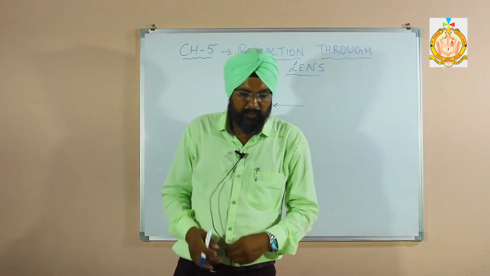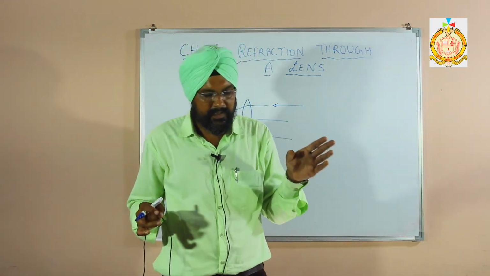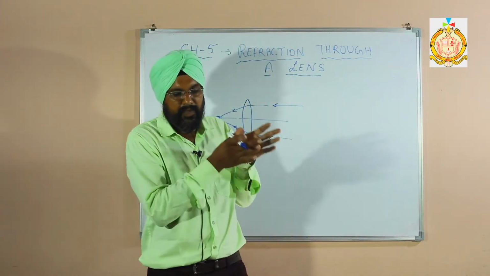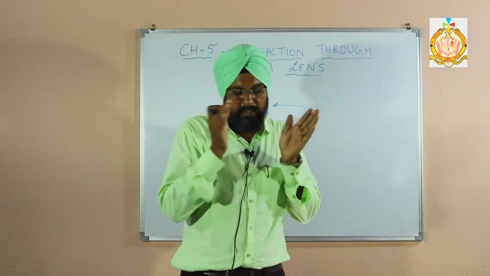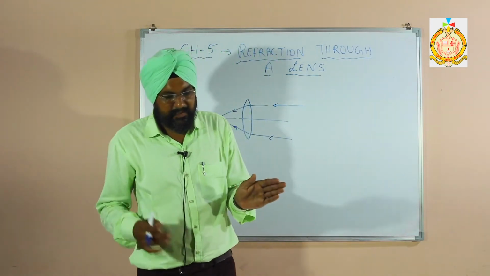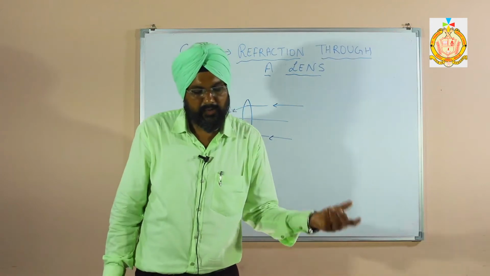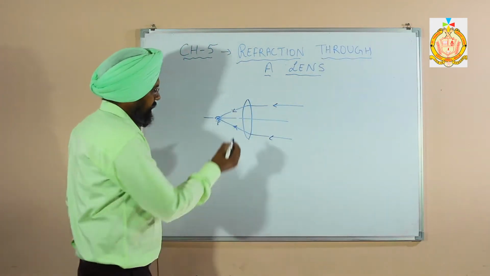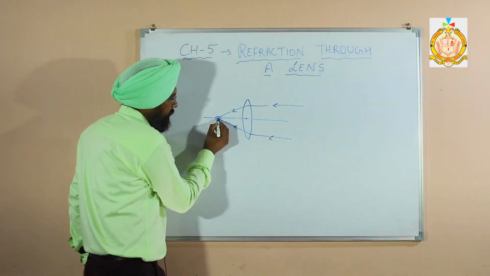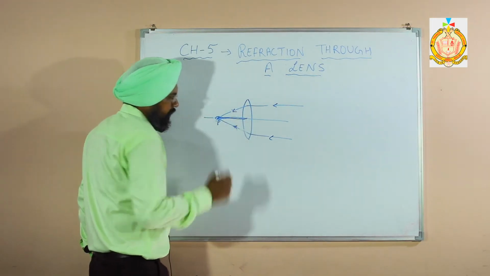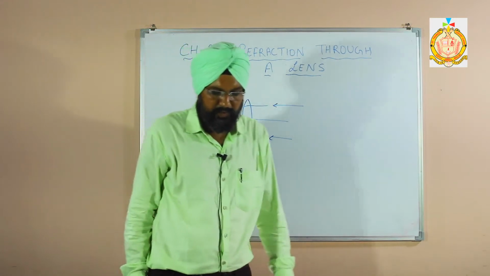So it is a point on the principal axis such that rays incident parallel to the principal axis, after refraction from the lens, pass through it. This is the second focal point. Then focal length: the distance of the focus from the optical center. This is the optical center. This is the focus point. So this much distance is called the focal length.